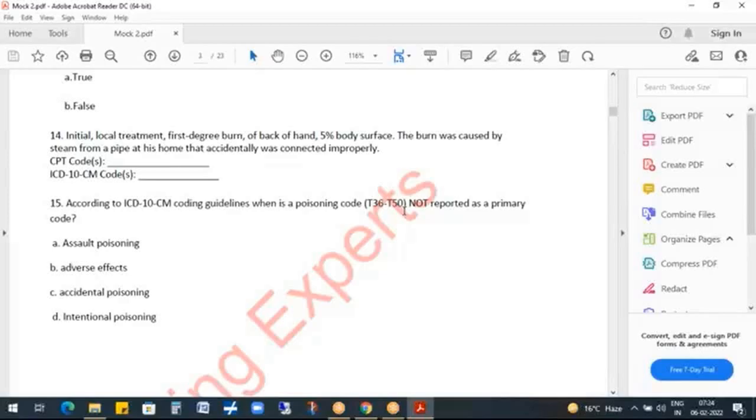Okay. Can non-optional questions also be asked in CPC like question 14? No, I just gave it that way. They will definitely give options A, B, C, D. Okay, no issues.